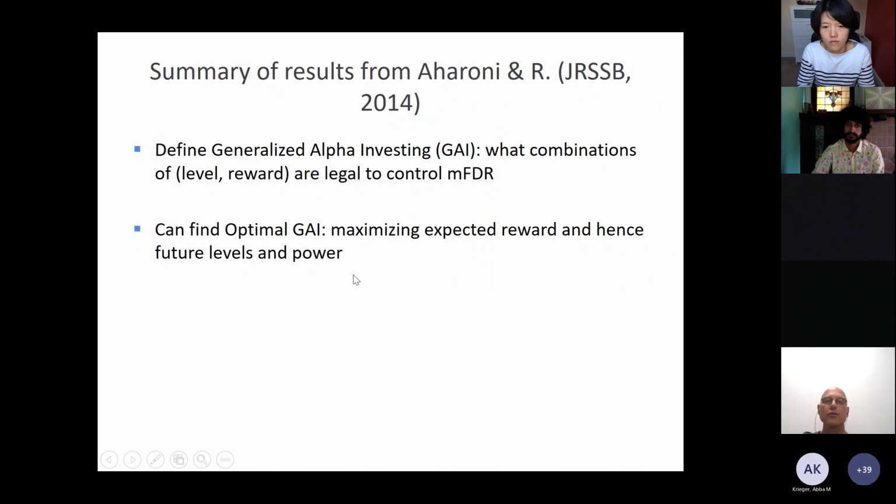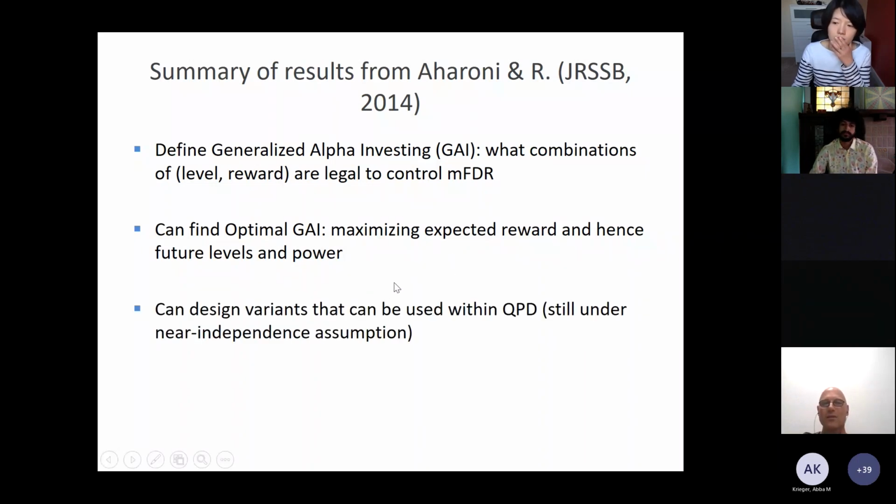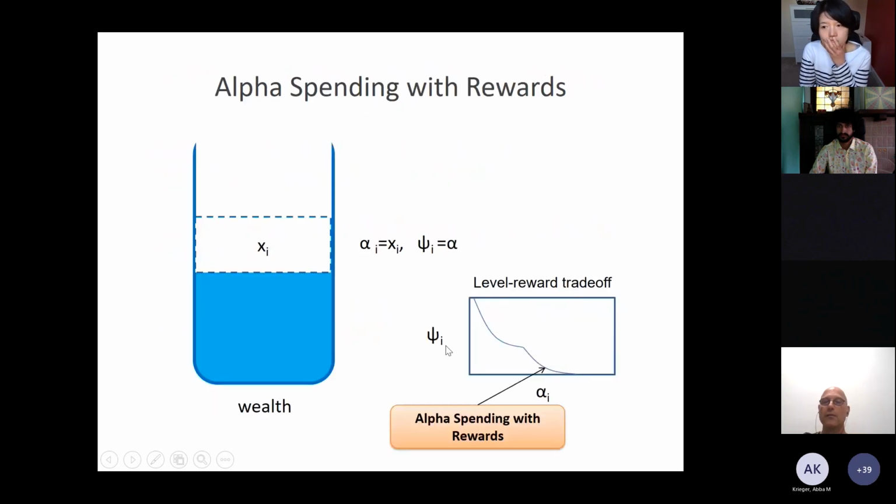And we also defined the notion of optimal generalized alpha investing, which is maximizing the expected reward. That's the right notion of optimality here, because the higher your expected reward, the higher the levels you'll be able to assign your tests in the future, because you're going to have a bigger pool to use. And as I'll show in a minute, specific variants of generalized alpha investing can be used within QPD, but importantly, this is still under non-independence.